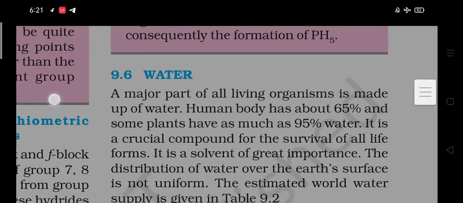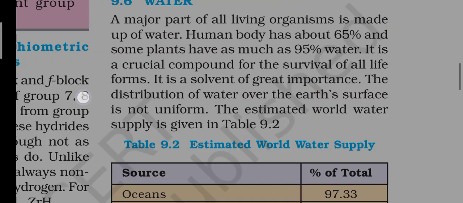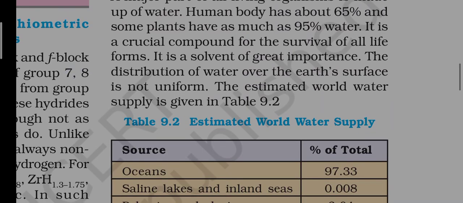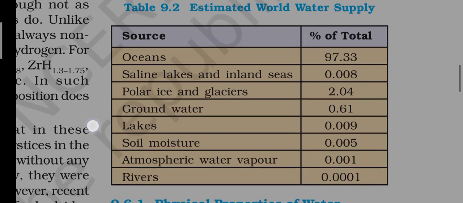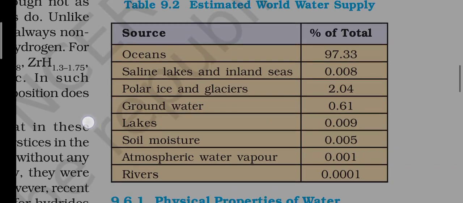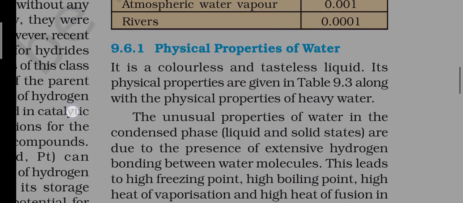Next is water. A major part of all living organisms is made up of water. Human body has about 65% and some plants have as much as 95% water. It is a crucial compound for the survival of all life forms. It is a solvent of great importance. The distribution of water over the earth's surface is not uniform. The estimated world water supply is, in oceans, 97.33%. In polar ice and glaciers it is 2.04%. In groundwater it is 0.6% and so on.